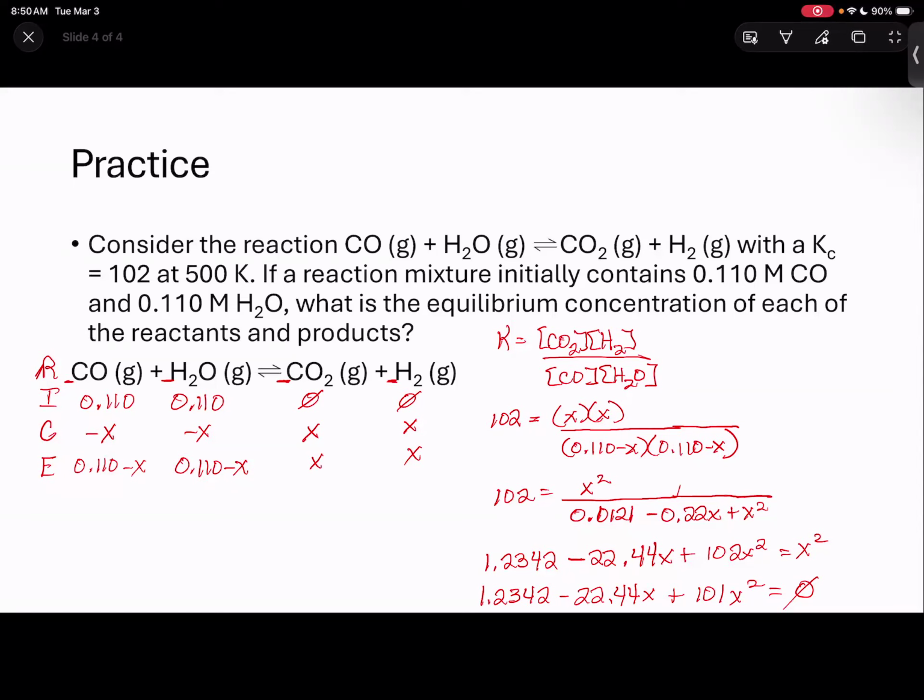In this case, I get two values. I get one that says X can be 0.122 or 0.100. Only one of those is correct. Here you have 0.110 and you try to subtract 0.122, you get a negative number. So it cannot be the 0.122. It has to be the 0.100.